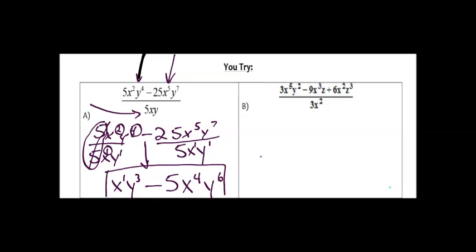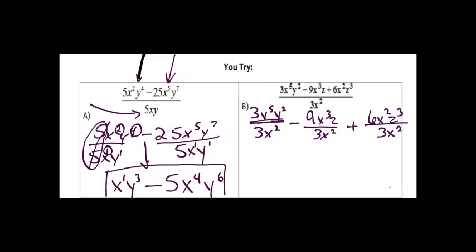Same logic on the next one. I'm splitting that into three separate fractions. 3x to the 5th y squared divided by 3x squared, minus 9x to the 3rd z divided by 3x squared, plus 6x squared z to the 3rd divided by 3x squared. So on each of those I'm going to use exponent rules to simplify.